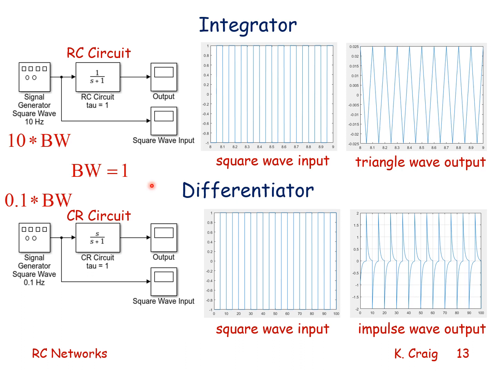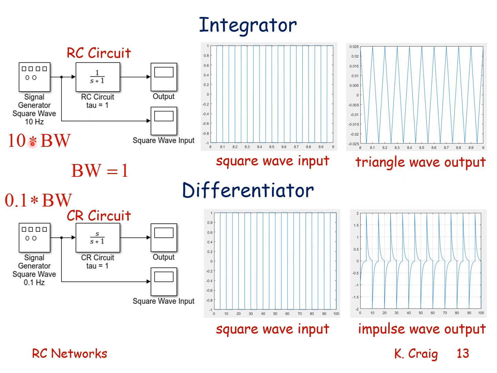Here is an example using Simulink. If I have a square wave into my RC circuit transfer function, remember S is the same as the differential operator D, and here I've made tau equal to 1. So at a frequency 10 times the bandwidth, and the bandwidth is 1 over tau, or 1 radian per second.